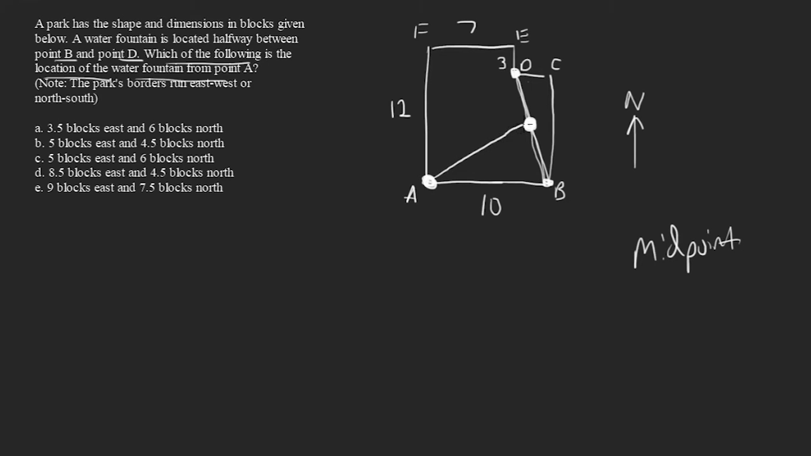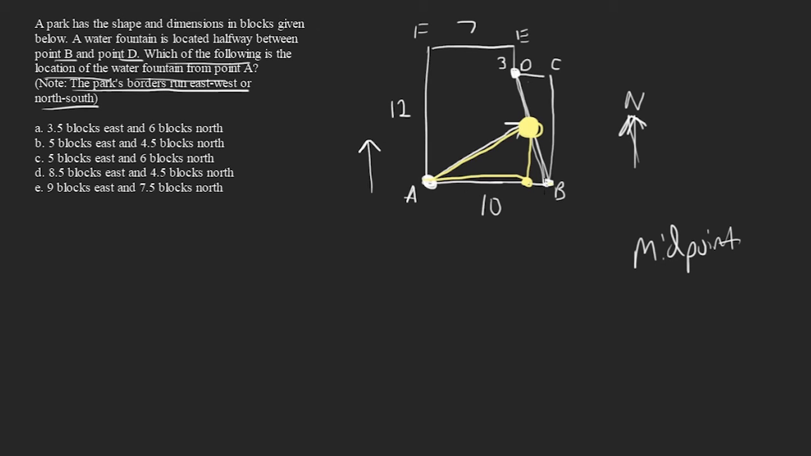So if I'm going from point A, they talk about how the park's borders run east-west or north-south. So it looks like they gave us this hint here as well, that this direction is north. So it looks like we head north, and then, oh gosh. All right, here we go. Even if you didn't know your northeast, southwest, they give you all the answers in north and east. So the direction doesn't matter at all. But we still have to find how many blocks over this way do we have to go, and how many blocks up this way do we have to go to get to this water fountain.